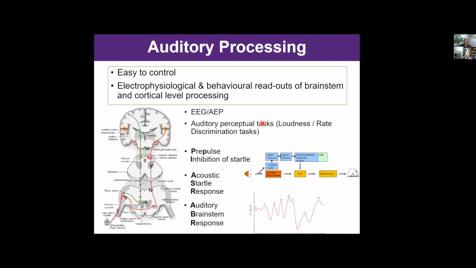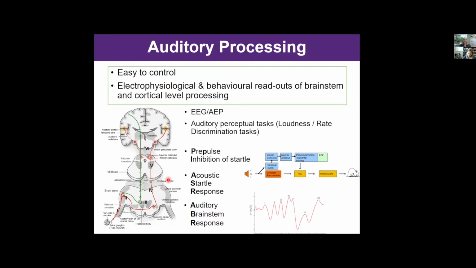Whereas the auditory perceptual task, this is where we ask a human or a rat, is this loud? Is this quiet? Is this fast? Is this slow? And so on and so forth. So this really probes the cortical level of information processing and perceptual tasks.